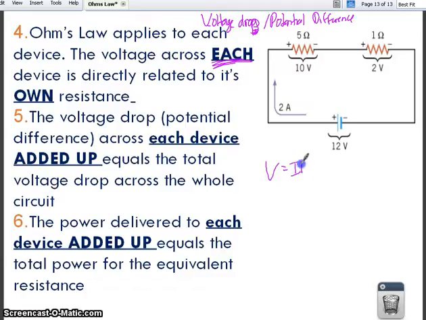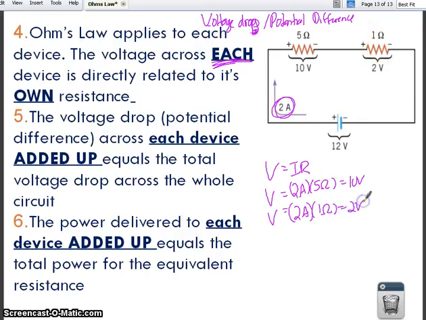Okay? So, V equals I times R. I know that my total current is 2 amps right here. So, V equals I, 2 amps times 5 ohms, which equals 10 volts. V equals 2 amps, remember, because current is the same, times 1 ohm, so 2 volts. Okay, so this is the voltage drop across each device. And rule number 5, the voltage drop, or potential difference, across each device is going to add up to equal the total voltage. I have 10 volts and 2 volts. My total voltage is 12 volts for the whole thing. Notice my battery is 12 volts. Okay, perfect.